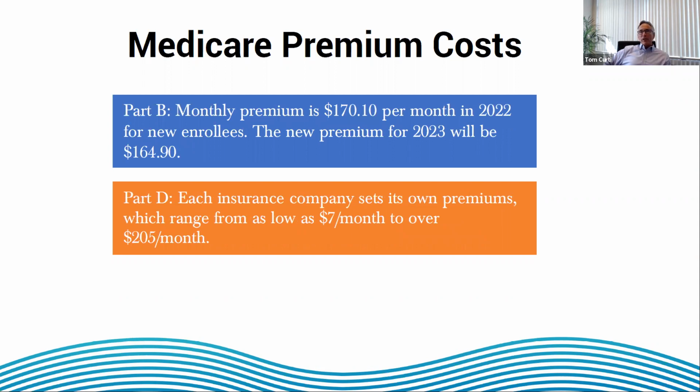So as far as the base premium for Medicare, for Part B, in 2022, the monthly premium is $170.10. New premiums just came out 2 days ago for 2023, and they're actually going to be reducing the cost by a few dollars to $164.90.